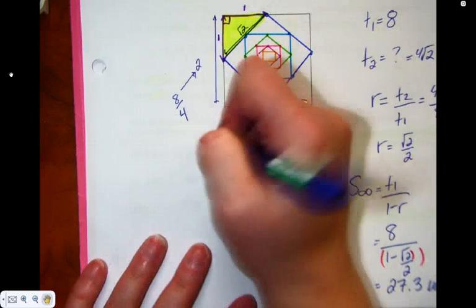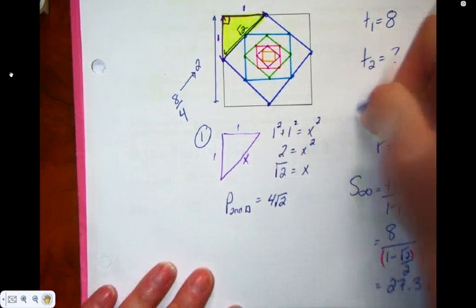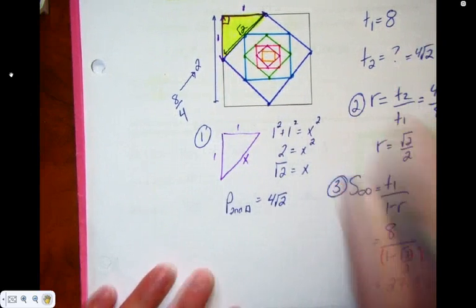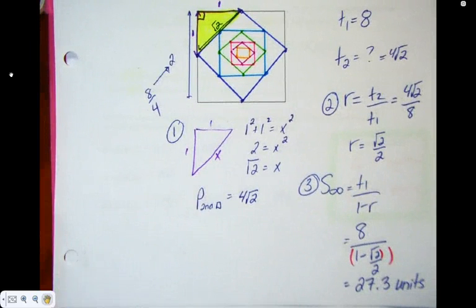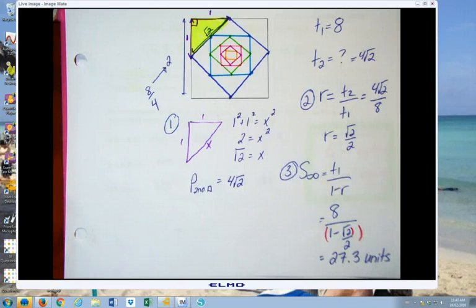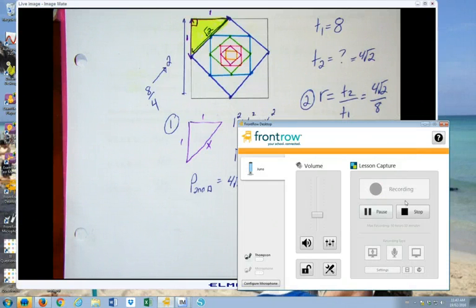So this was our step 1. This was our step 2. This was our step 3. That's why I showed you kittens, so you wouldn't freak out on that example.